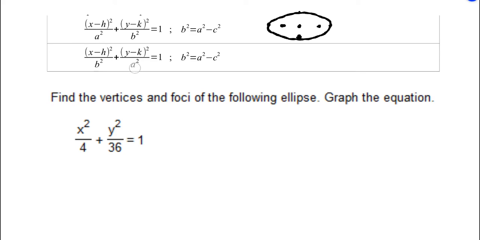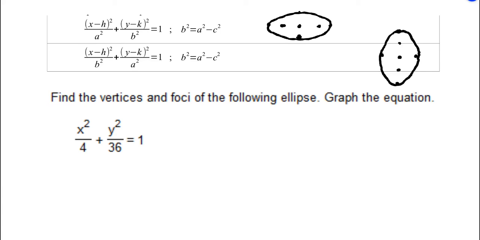Then in the other equation, you can see that a is underneath the y. Remember, a is going to be larger than b. So a being under y means that this has a vertical orientation, a vertical major axis. So if I were to sketch that, we would have a center. c distance away from that center, we would have our foci. a distance away from that center, we would have our vertices. And then going perpendicular to that, we would have a distance of b away, our vertices along the minor axis. And this would be a sketch of our ellipse that's oriented vertically, or has a major axis that's vertical.